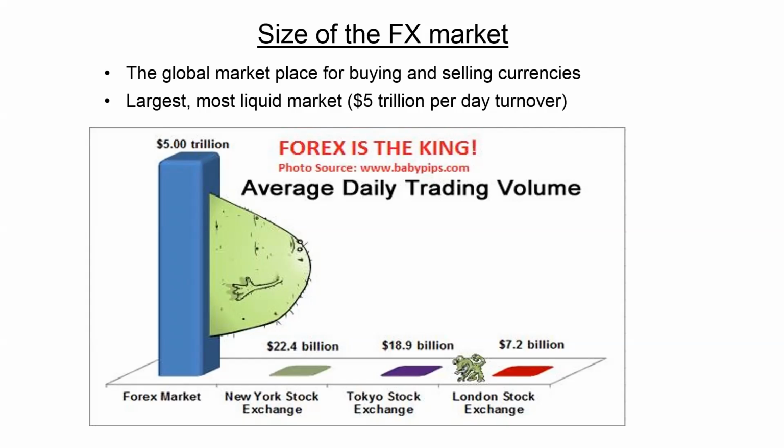After that comes the Tokyo Stock Exchange at 18.9 billion. And way down the list comes the London Stock Exchange with 7.2 billion. So you can see the daily turnover in the foreign exchange market far outweighs the daily turnover of the three next markets combined. So it's absolutely huge.